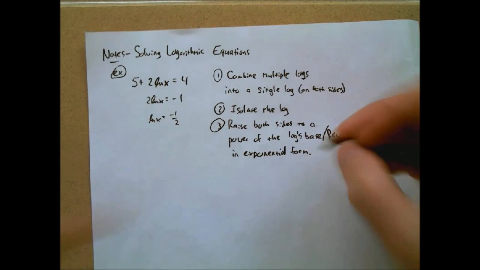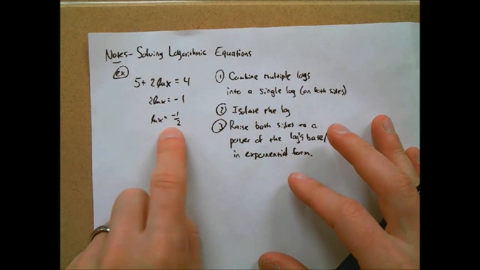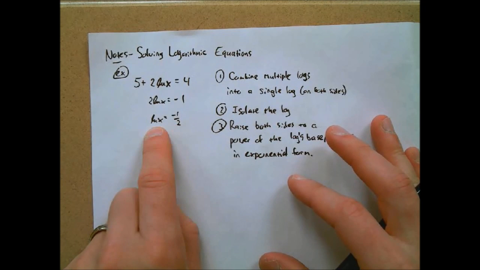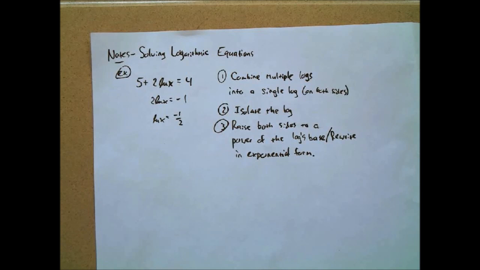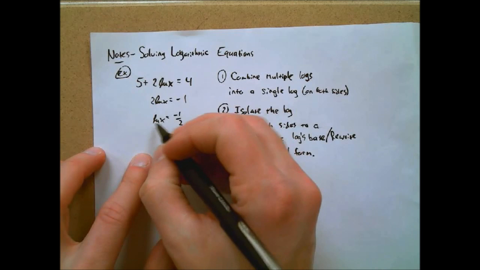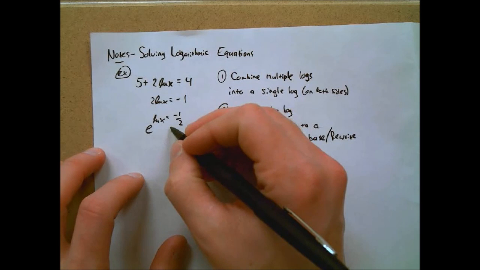Let me try to describe what I mean by raise both sides to a power of the log's base. It's kind of what Ethan was describing from the warm-up. When you have a logarithm, what's the base of this logarithm? e. Just like we use natural log to cancel out e, we're going to use e to cancel out the natural log. We'll use the base to cancel out the log. So when I say raise both sides, we're going to take this natural log of x and make it an exponent, and we'll do e to the natural log of x. And then on the right-hand side, we'll do the same thing. We'll do e to the -1/2.